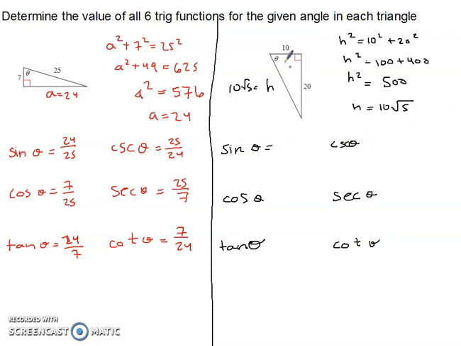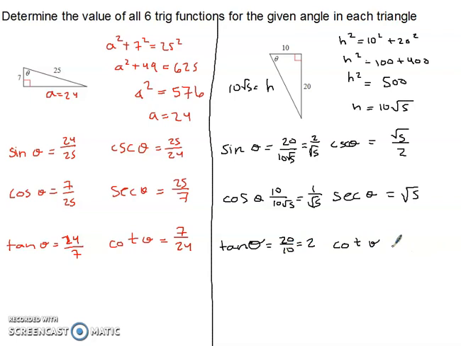Sine is the opposite leg, so that would be 20 over the hypotenuse, which is 10 square root of 5. I can simplify to 2 over rad 5. I'm not going to worry about rationalizing. Cosecant is the reciprocal, square root of 5 over 2. Cosine is the adjacent, which is 10 over the hypotenuse, 10 rad 5, which simplifies to 1 over the square root of 5. Secant would be the reciprocal, so just square root of 5. Tangent is the opposite, which is 20 over the adjacent, which is 10, simplifying to 2. And cotangent is the reciprocal, so 1/2.